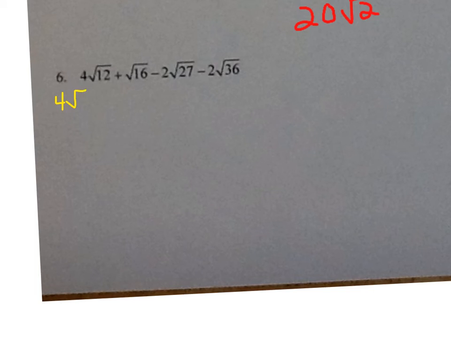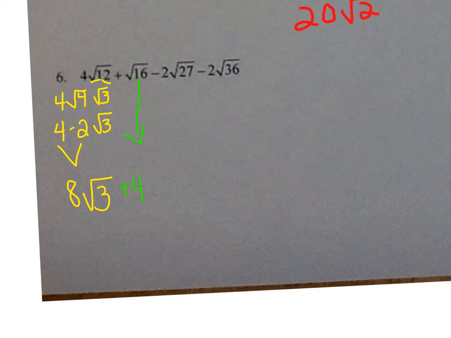What perfect square goes into 12? That would be 4 times 3. The square root of 4 is 2. So we have 8 square root of 3. Now this is nice because the square root of 16, that's a perfect square. That's just plus 4 here.